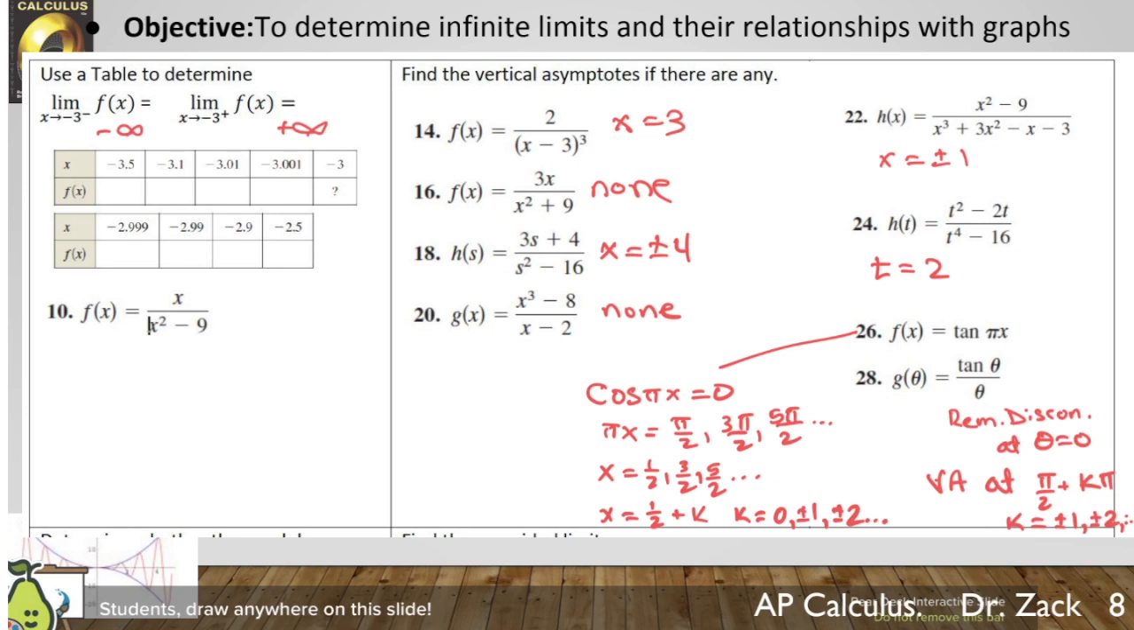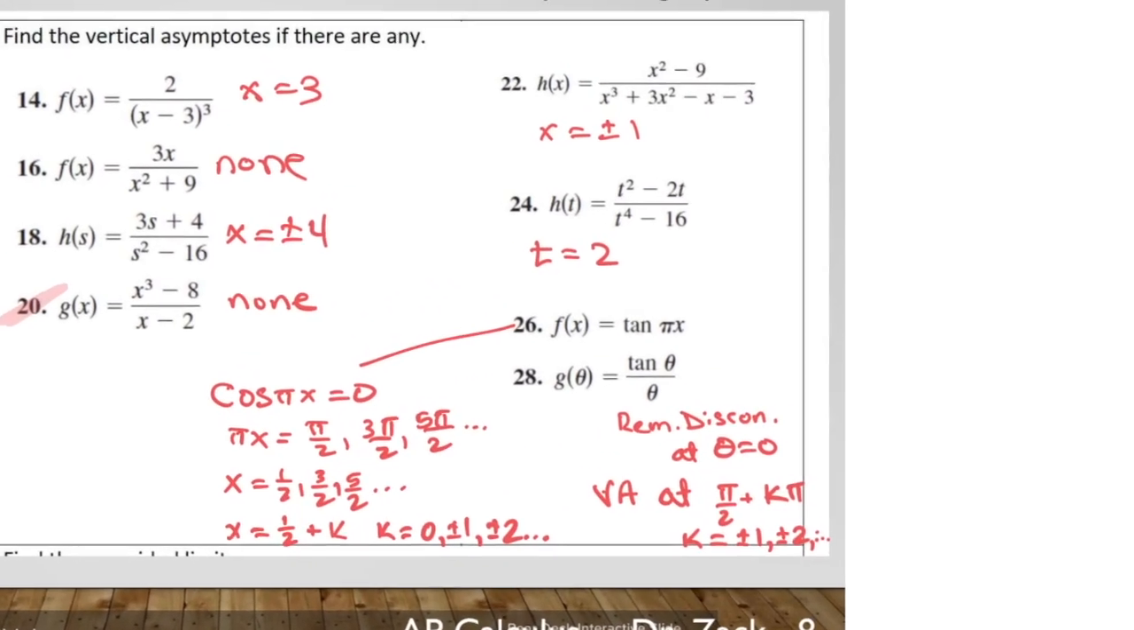So once again, you're being reminded how to use your calculator to fill in a table of values. So make sure you take advantage of that opportunity and actually fill these in to come up with the correct answers. Numbers 14, 16, 18, 20, you should be pretty good at. Make certain that you can factor number 20. You would see a removable discontinuity there.